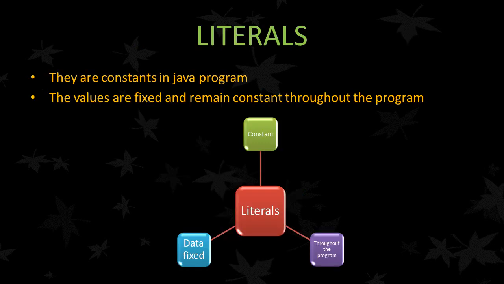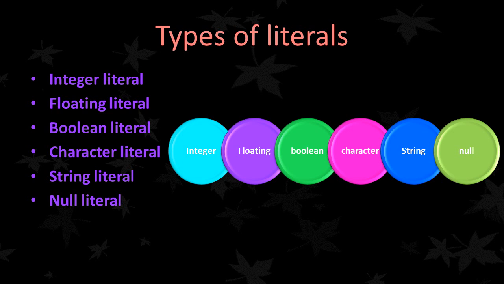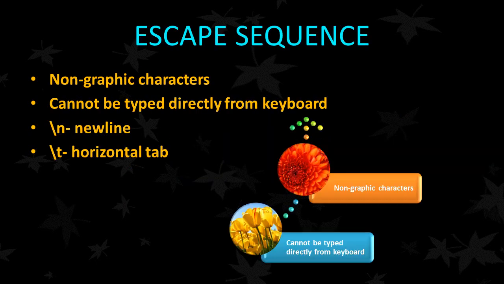Literals. They are constants in a Java program. The values are fixed and remain constant throughout the program. Types of literals: integer literal, floating literal, boolean literal, character literal, string literal, null literal.